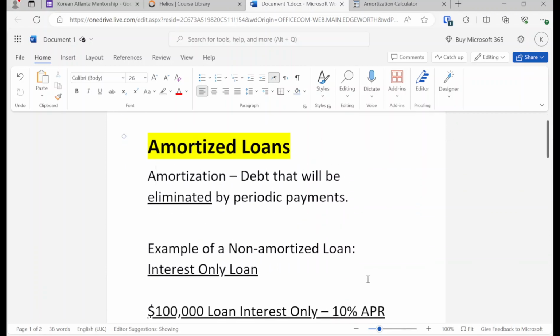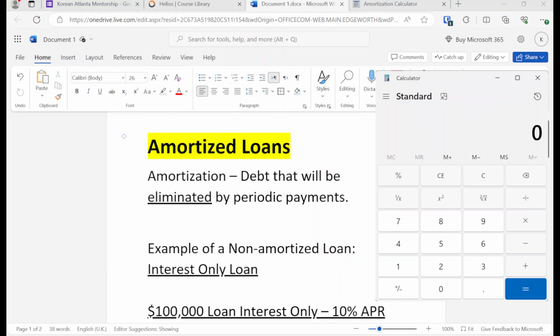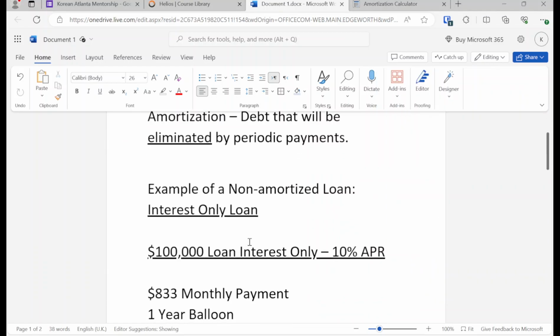Let's say that you took a $100,000 loan that's interest only at 10% APR. So how do you calculate what the payment is going to be? It's really simple. Let me just show you right here. Let's just do $100,000. You just multiply it by 10%, 0.1, right? And then you divide by 12 if the interest is going to be calculated monthly, and that gives you $833. So basically, after every month, you're going to be charged $833, right?